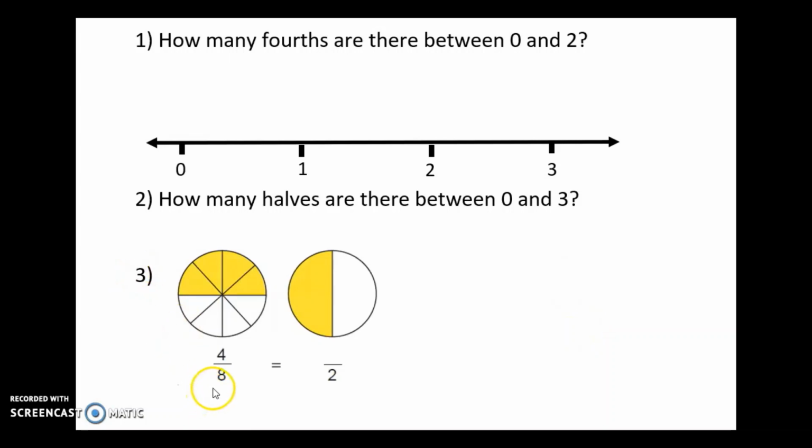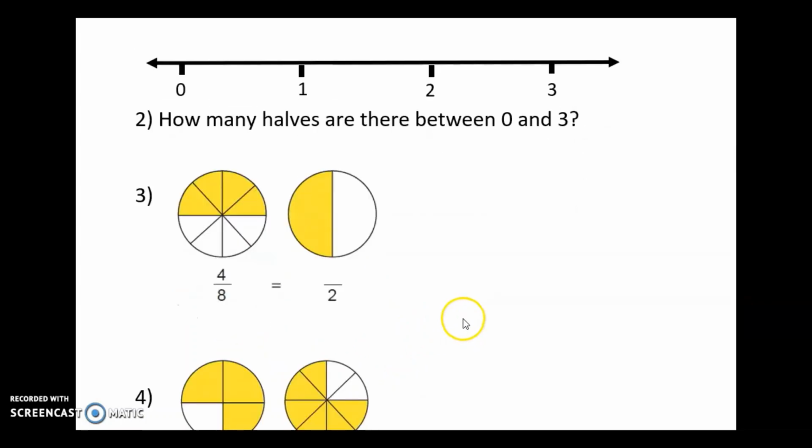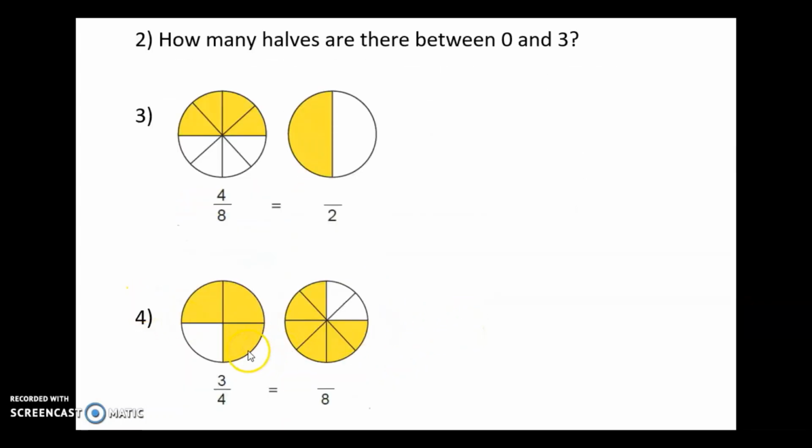Okay, now let's look at the next question. Question number 3. This is 4 out of 8. What does it equal? How many out of 2? Equivalent fractions. This is 3 out of 4. How many does it equal out of 8? Equivalent fractions. So you have to tell me how many parts are shaded, okay?